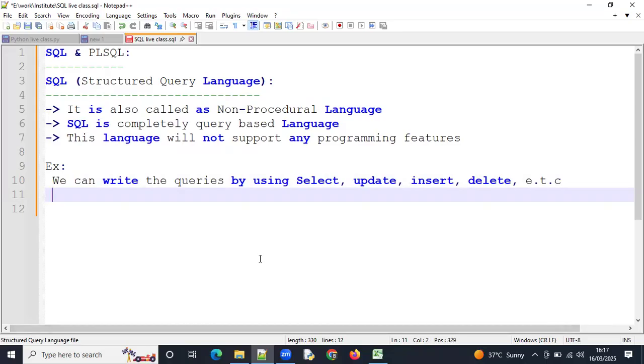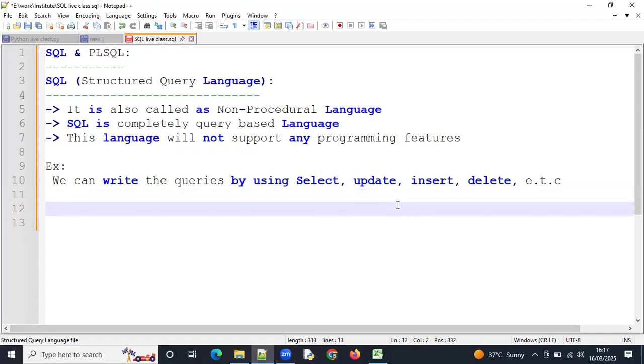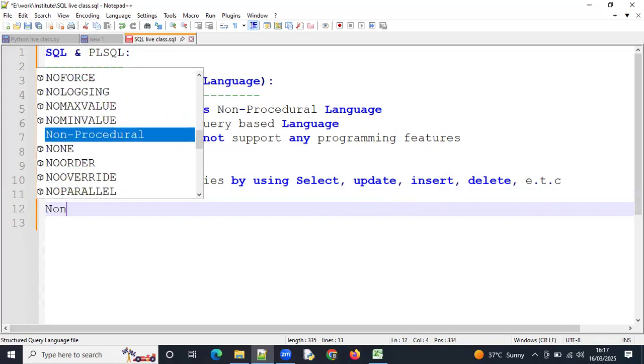Now we have seen SQL. As we said, it is also called a non-procedural language, so here I'm going to discuss what a non-procedural language is. Let's see what it will be.